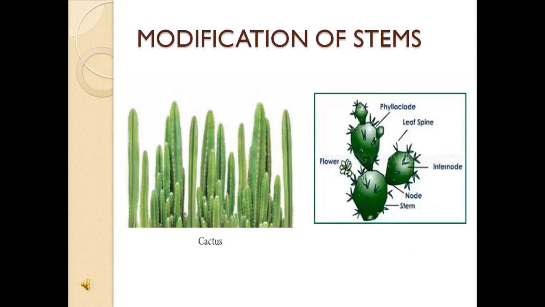Next, modification of stems. Can you guess what is common between ginger, onion and potatoes? All three are stems. But some plants have their stems modified for storing food and for vegetative propagation. Modified stem may be aerial, subaerial or underground stems. Here, aerial modification. The example is cactus.